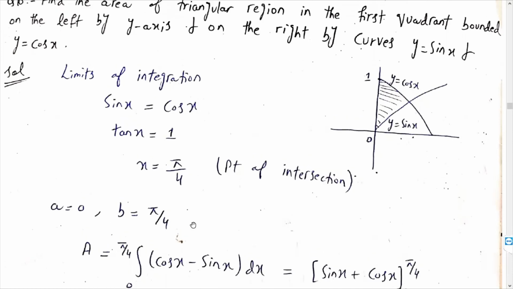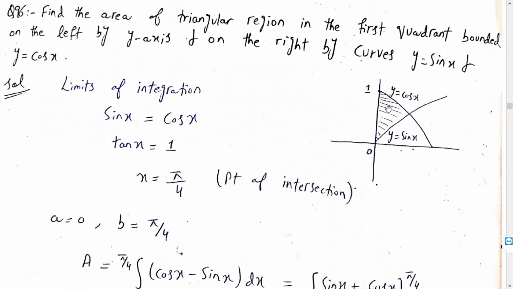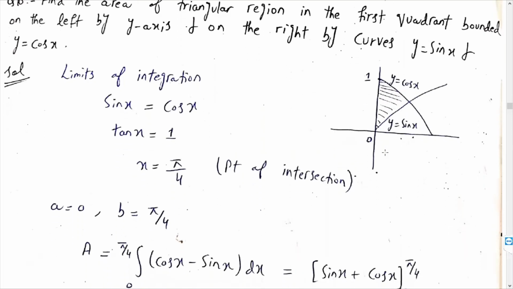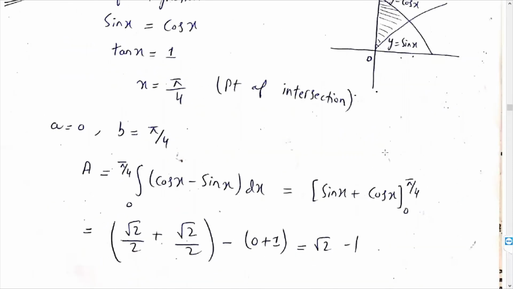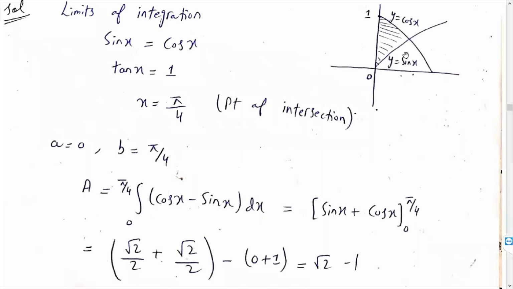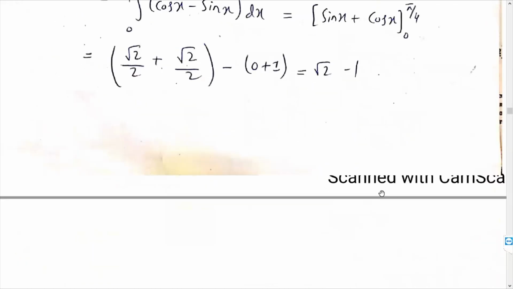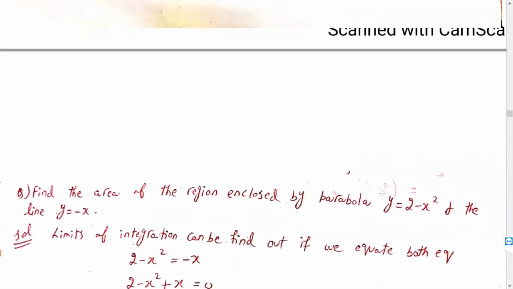Now you have to find the area of this region. Why? Because in the question it's written that you have to find the area of a triangular region in the first quadrant that is bounded on the left by the y-axis and on the right by the curves sine x and cos x. So this is the area. As this is the first area problem, this is upper function minus lower. So the upper function is cos x, the lower one is sine x. So cos x minus sine x integrated over the interval 0 to pi by 4, we get the answer under the radical 2 minus 1. So this is how you solve the area problems.